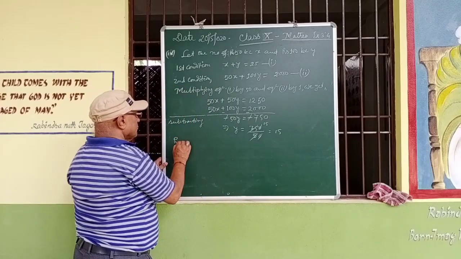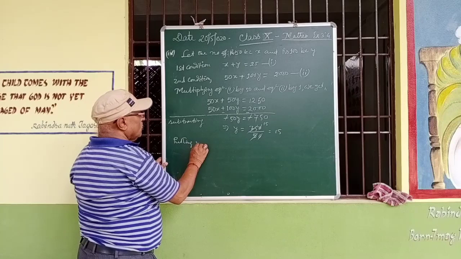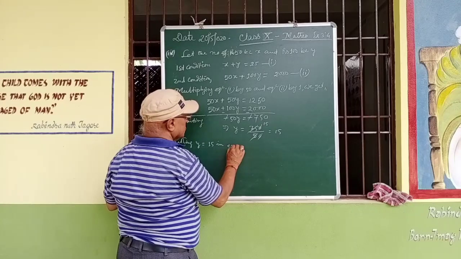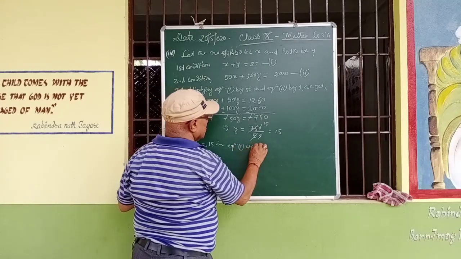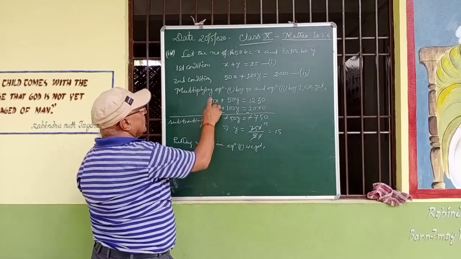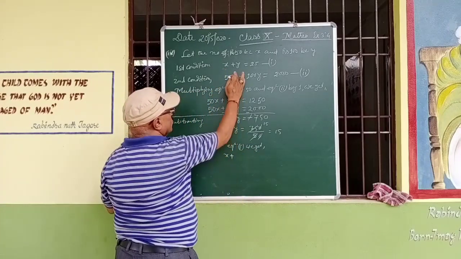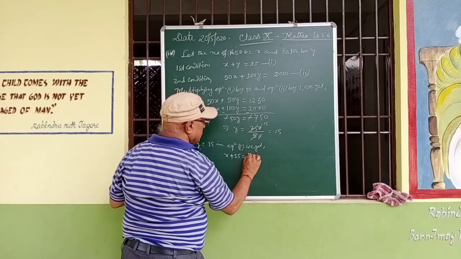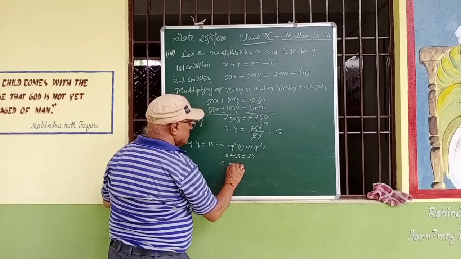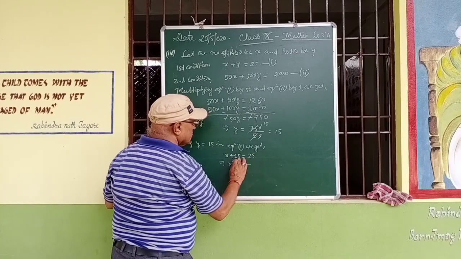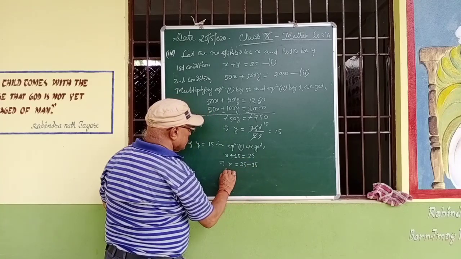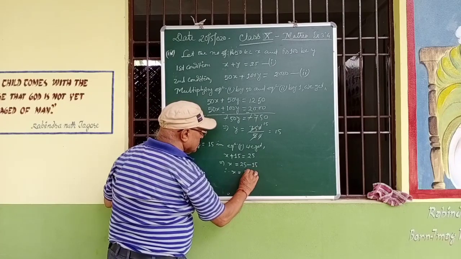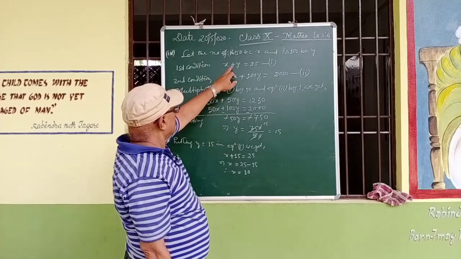Now putting y is equal to 15 in equation 1, we get x plus y, y is 15, is equal to 25, or x is equal to 25 minus 15. Therefore, x is equal to 10. So x is the number of rupees 50 notes.